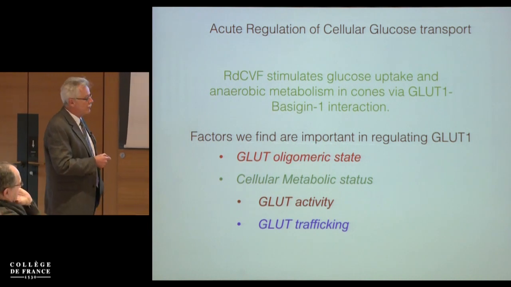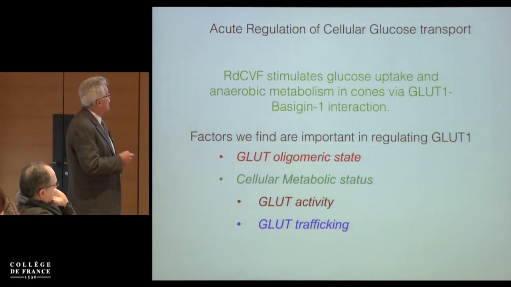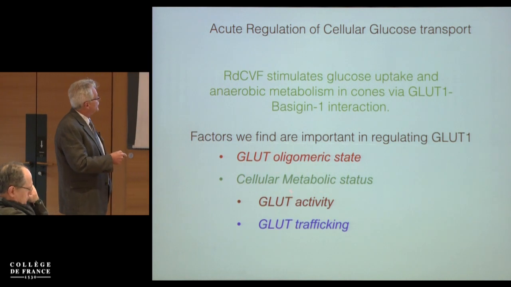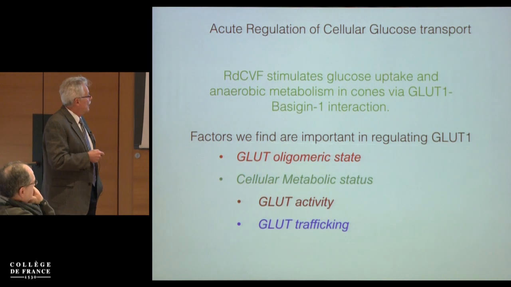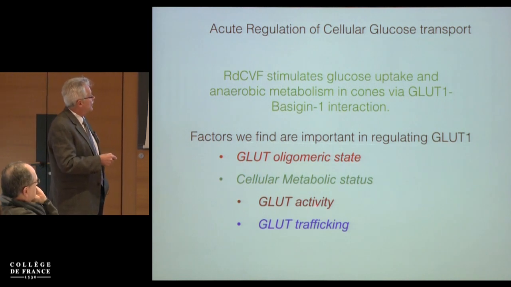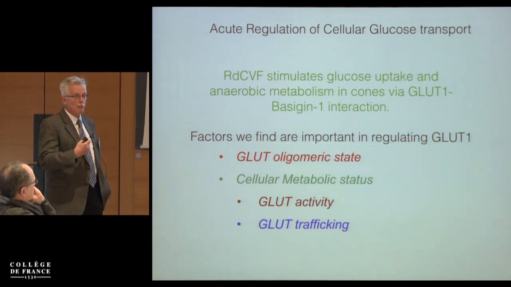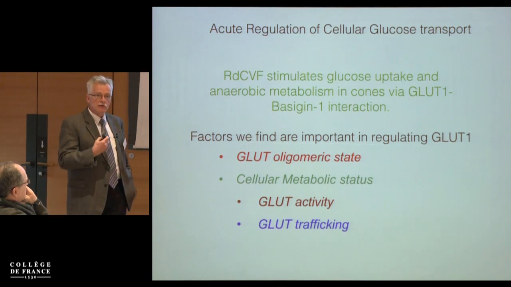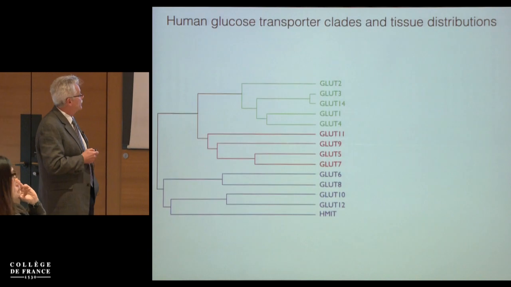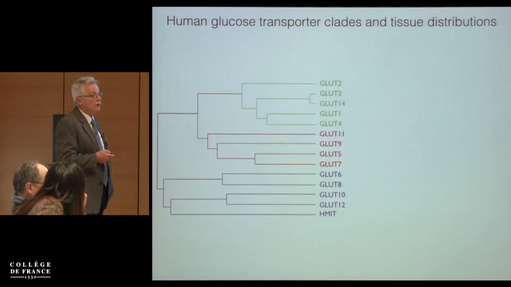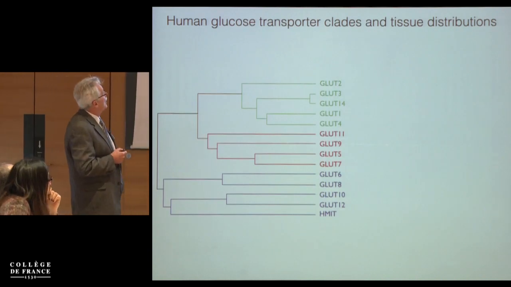You've heard about glucose transporter oligomeric state, but GLUT1 activity is also affected by cellular metabolic status. And this influences both the activity of the protein at the cell membrane and, in specific cells, the trafficking of glucose transporters between intracellular domains and the plasma membrane.